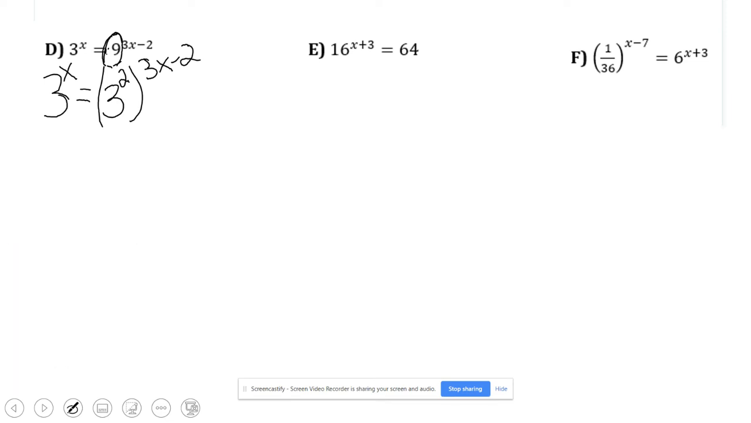And our exponent rules for this, when they're both exponents up to each other, are to multiply. So I'm multiplying the 2 by the 3x minus 2, which really means we're distributing. So 2 times 3x is 6x, and 2 times negative 2 is negative 4.